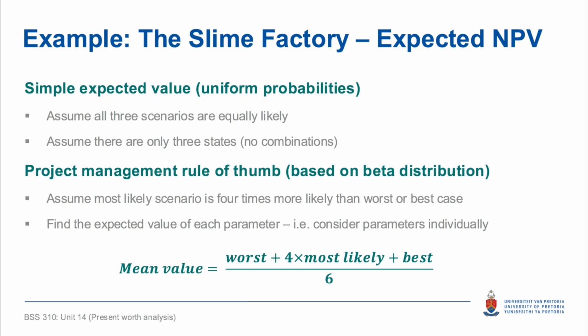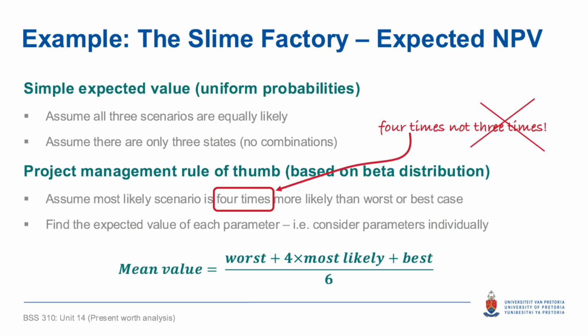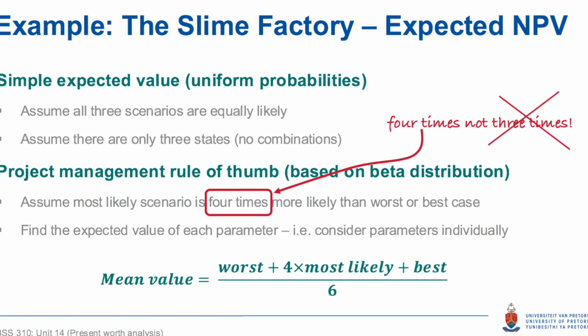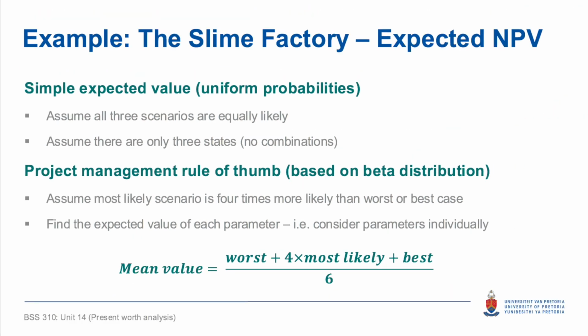Another slightly more sophisticated approach, which is often used in project management estimations, is based on the beta distribution. This is a sort of rule of thumb that is used in project management to calculate expected values of schedules and of costs. In this sense, we assume that the most likely scenario is 3 times more likely than either the worst or the best case scenario. And we find the expected value of each parameter individually. So this is the formula that we'll be using.